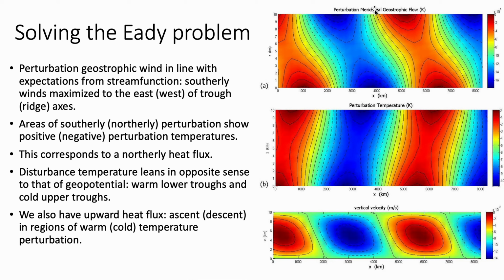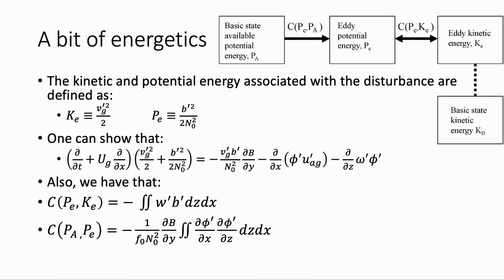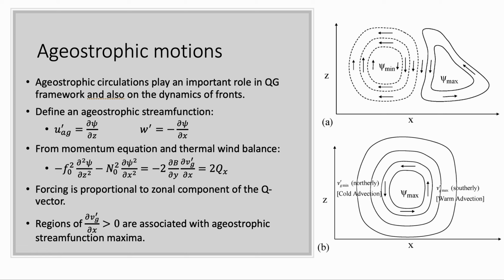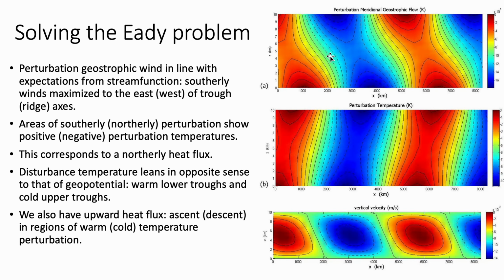Okay, and if you remember when we talked about the equations, all the other functions could be related to the geopotential. Then we can also compute the meridional geostrophic flow. We can compute the perturbation temperature, and we can also compute the vertical velocity.